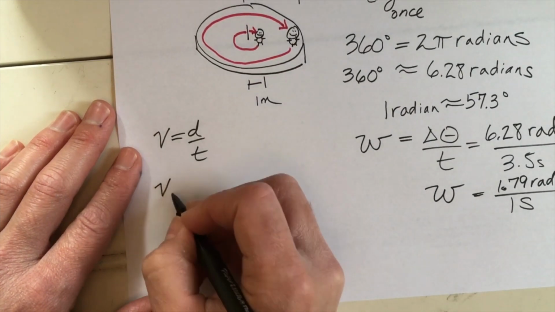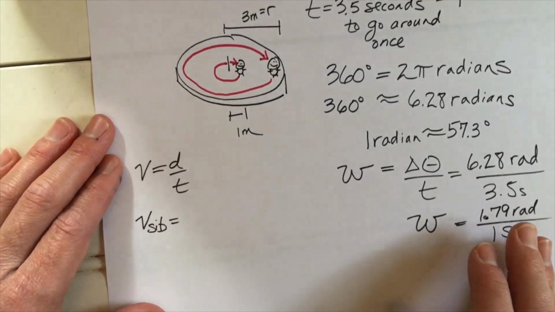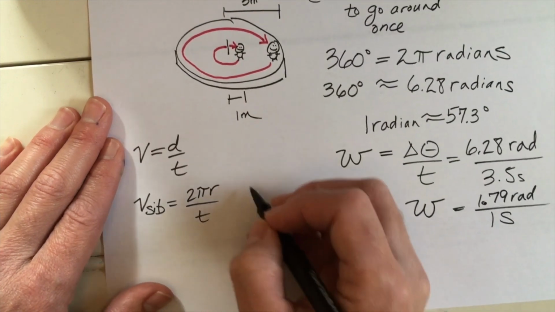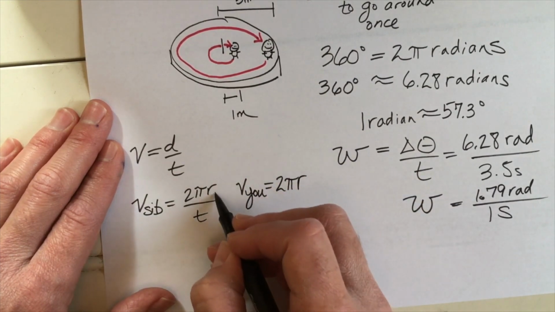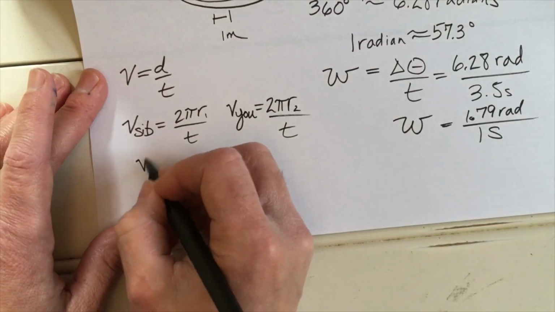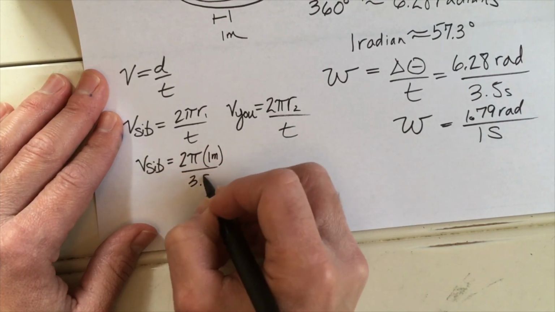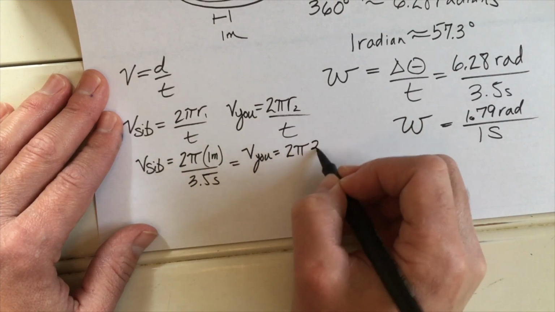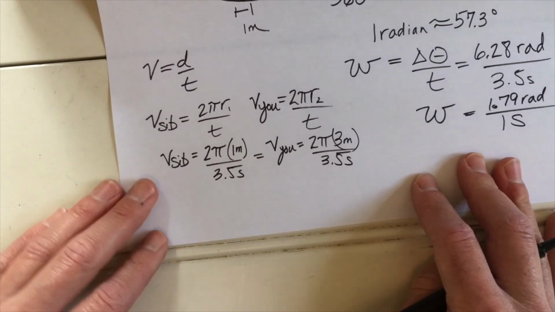So for your sibling, I'll say v sib is equal to, what's the distance around a circle? It's the circumference, right? So that's going to be equal to 2 pi r. So we can say that that is 2 pi r divided by t, and then for you, it is also going to be 2 pi r, but you're going to have a different r, right? So I'll call this r1 and this r2, divided by the same t. All right, so let's go ahead and plug some numbers in really quick. So we'll see that v sib is equal to 2 pi times, I think your sibling was 1 meter away, divided by 3.5 seconds. You were sitting 3 meters away, same time, 3.5 seconds.